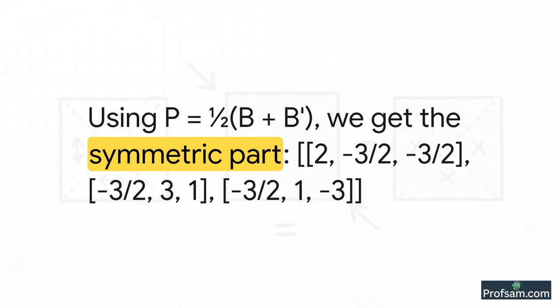All right, moving on to step 2. Let's calculate P, the symmetric part. Remember the formula? P is half of B plus B prime. So first, we add the two matrices, B and B prime, element by element. Then we take that result and divide every single number inside by 2. And voila! Here is our matrix P. And just to check, look at it. It's perfectly symmetric. See how the elements across the main diagonal are mirror images of each other?